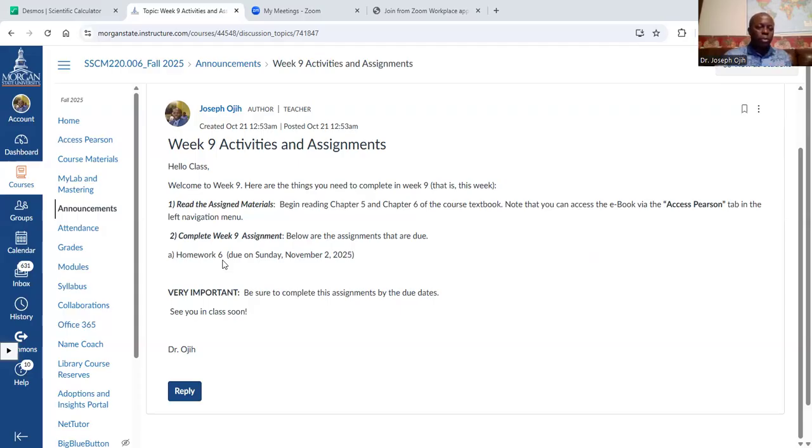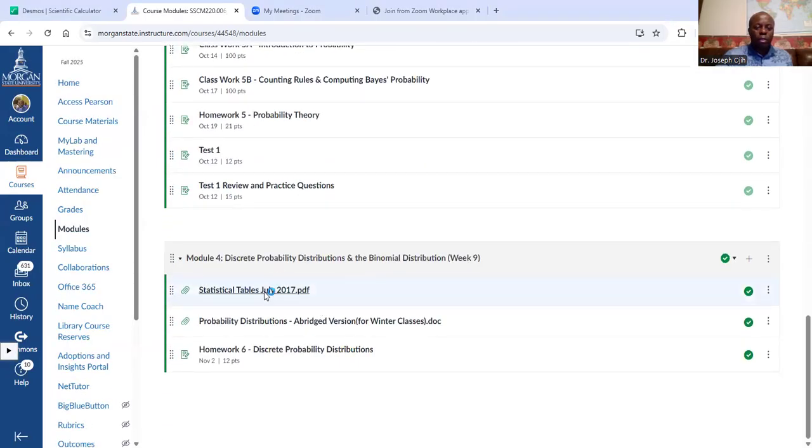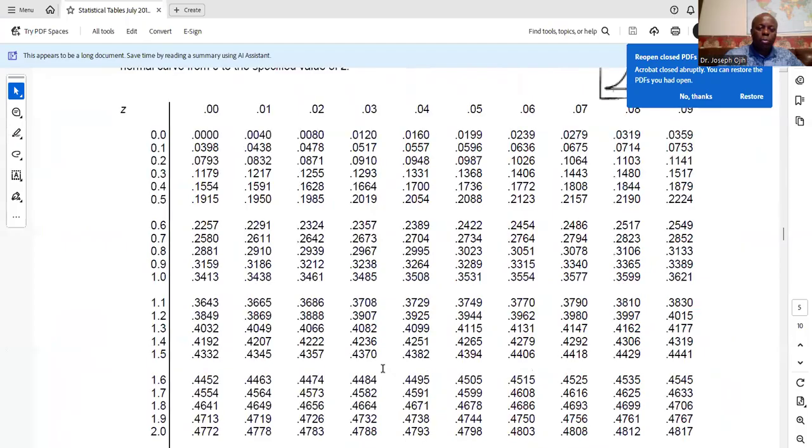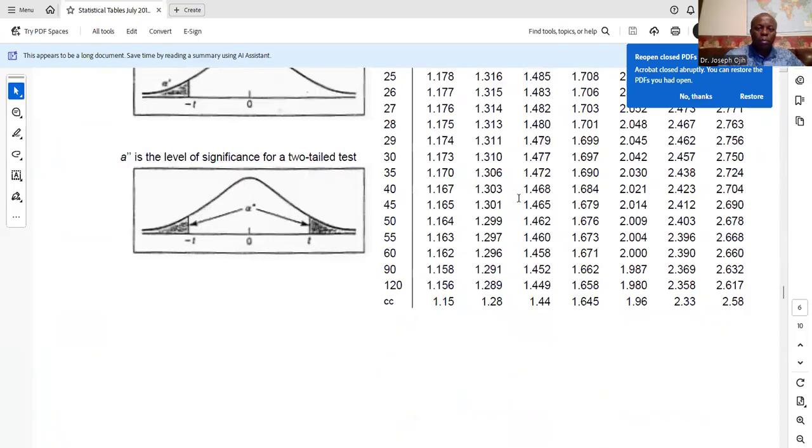And then, of course, you can access it by going to the modules. Scroll down to module 4, and this is where you see this table here. I want you to download it and print it. We'll be using it from now on. I have a sample of it here. I call it the statistical table. Keep it handy because some of the homework questions and even some classwork, you need this table.